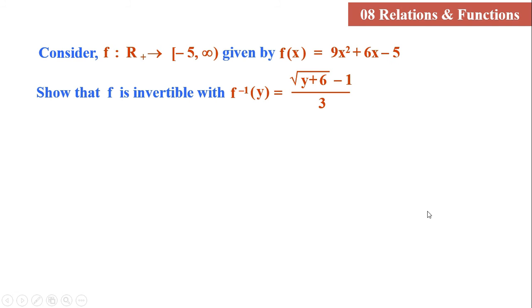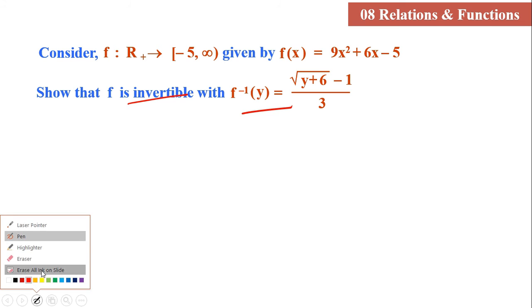Very important for 5 marks. Consider f from R+ to [−5, ∞) given by f(x) = 9x² + 6x − 5. Show that f is invertible with the inverse f inverse of y = (√(y + 6) − 1)/3. Students, we have to prove the function is invertible, and already we have the inverse.